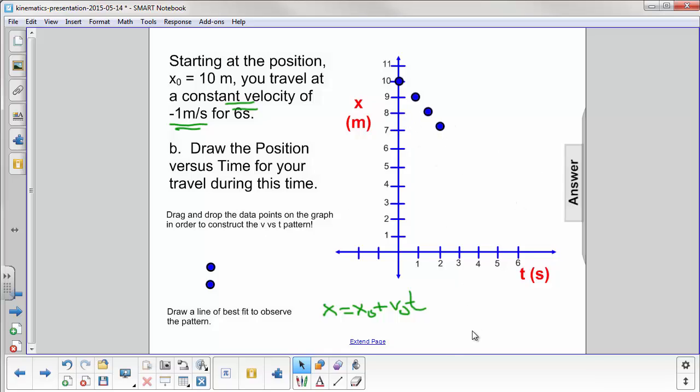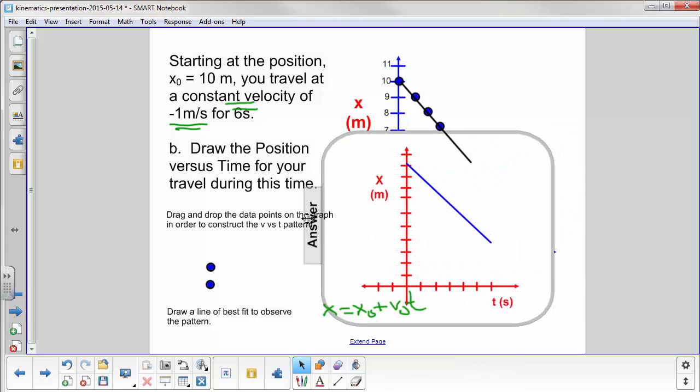Our position is getting closer to the origin. Why? Because we're moving in the left direction. So if we started at x equals 10, we're going to move closer and closer to the origin. And let's just do a line of best fit there. And that will continue on like that. And we'll pull out the answer key, and that's exactly what we did.